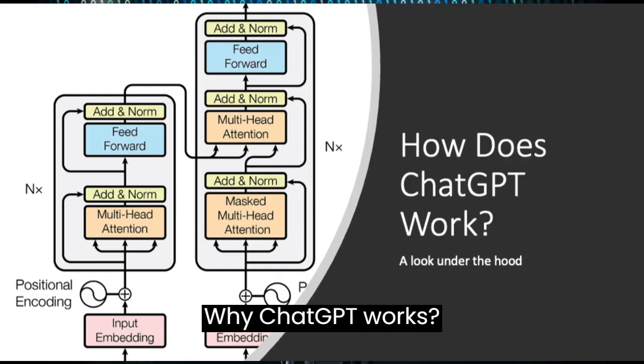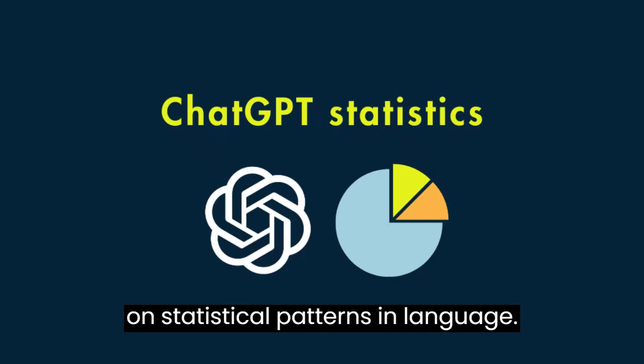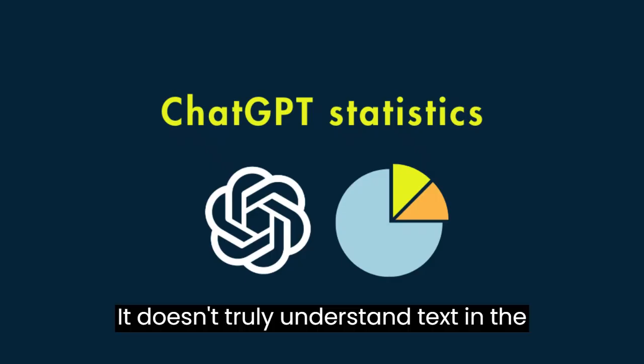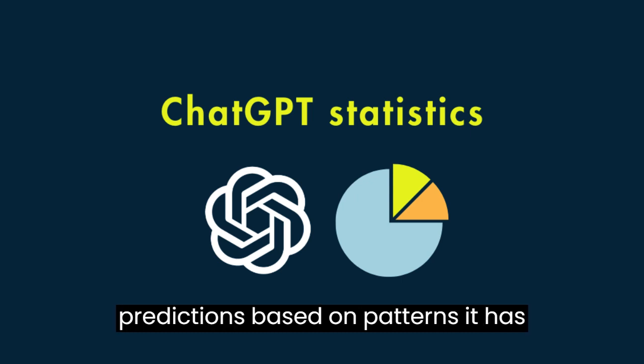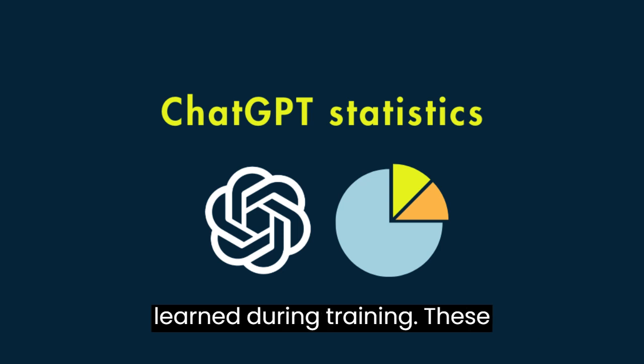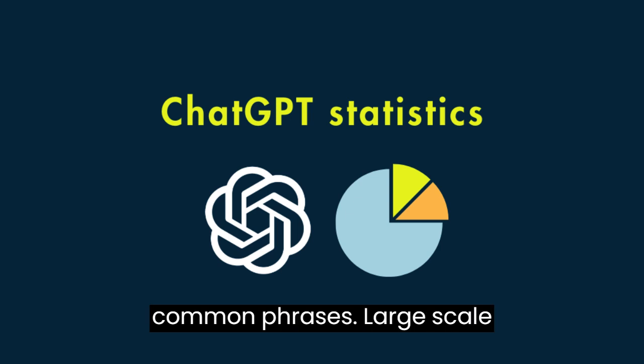Why ChatGPT works. Statistical learning. ChatGPT relies on statistical patterns in language. It doesn't truly understand text in the way humans do but rather makes predictions based on patterns it has learned during training. These patterns include grammar, syntax, and common phrases.